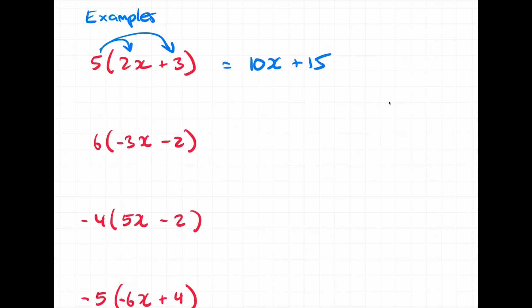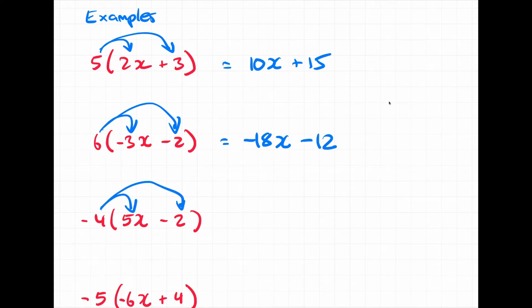So let's do it again. 6 times negative 3 equals negative 18. Don't forget the x. 6 times negative 2 is negative 12. So this is quite simple. You're just multiplying this monomial times the first term, and then by the second term of the binomial. So negative 4 times 5 equals negative 20. Don't forget the x. Negative 4 times negative 2 is a positive 8.